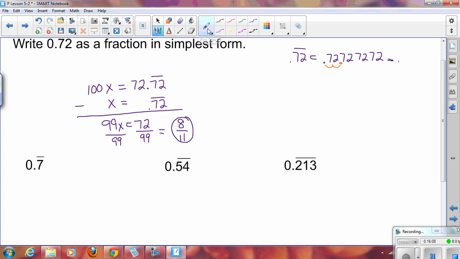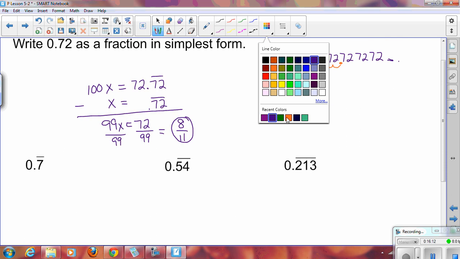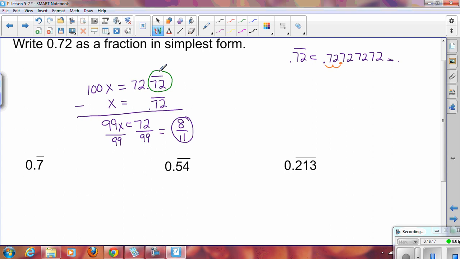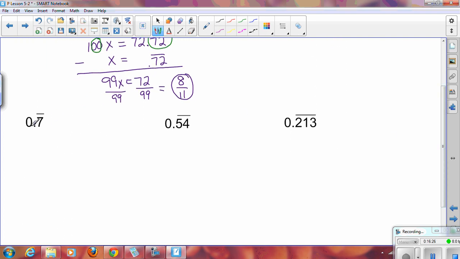Okay? Now, what we multiply by, I'm going to reiterate this. What we multiply by depends on how many decimal places repeat. So we've got 2 decimal places that repeat. So we have 2 zeros here. Okay? So just at a glance, this one's going to be times 10. This one's going to be times 100. This one's going to be times 1,000. Okay? So this will be 10x, 100x, 1,000x.